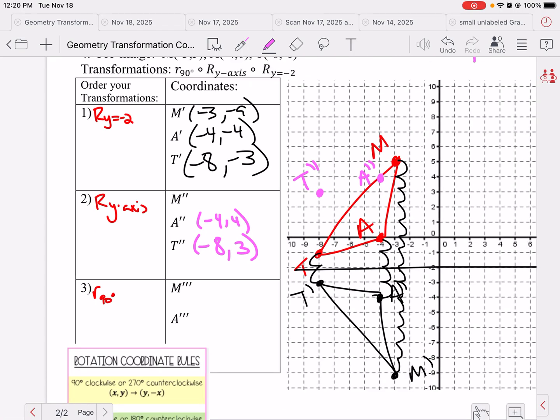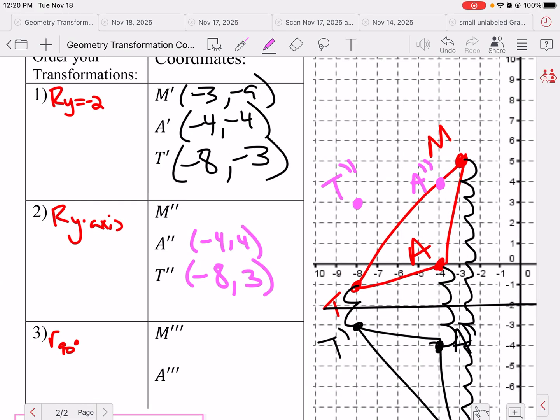And M, we know all that's going to do is change the sign of my y, so I don't have to count so far. So negative 3 comma 9 will be way up here for M double prime. Oops, let's draw a straight line here.